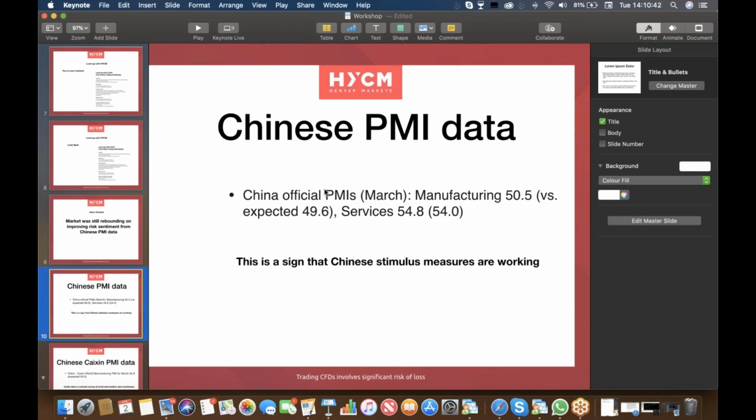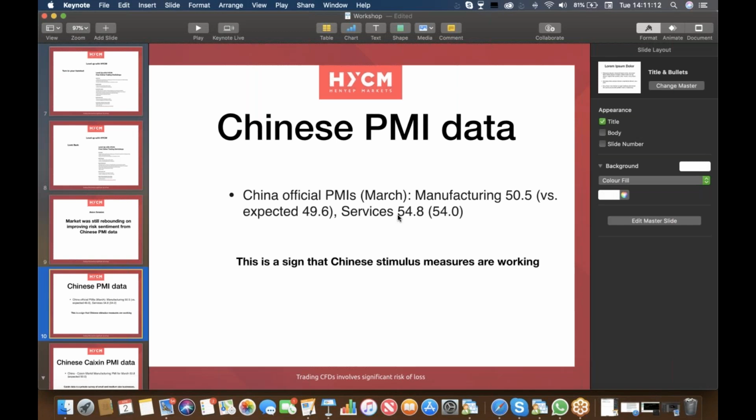Now, this official PMI data tends to survey the larger companies, which tend to receive government subsidies and government support. So these are the bigger fish, as it were, in the pond. What was expected was 49.6, but the official figure was 50.5. So it's gone back into expansion. That's a good reading, and an optimistic reading for China.